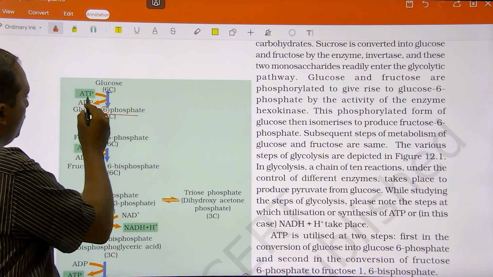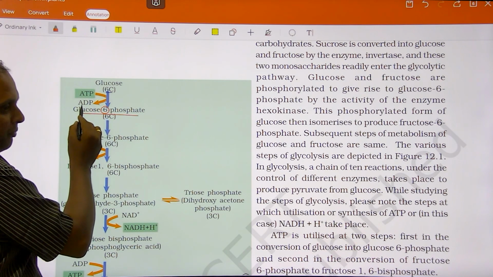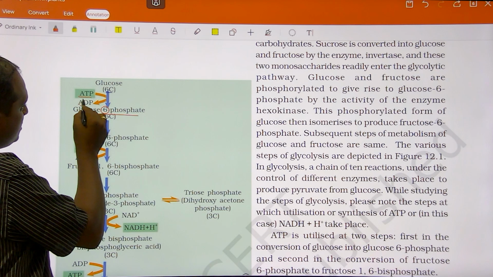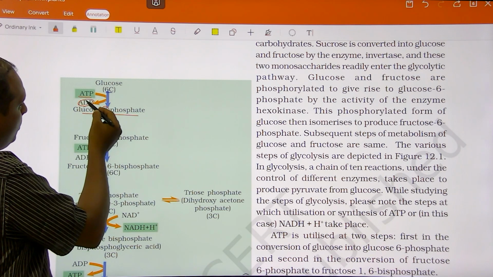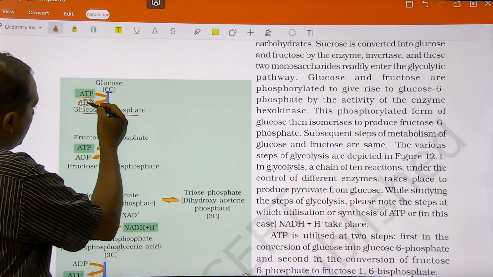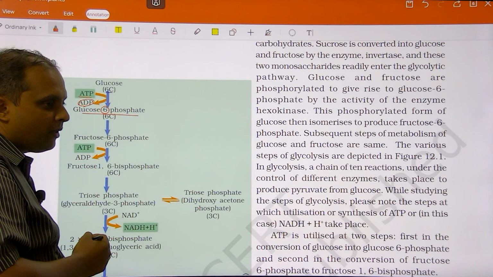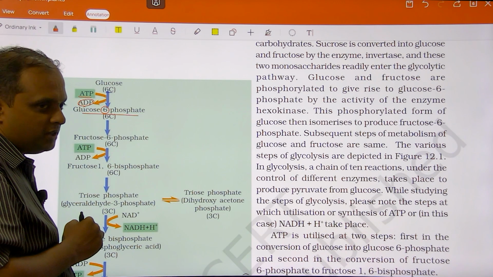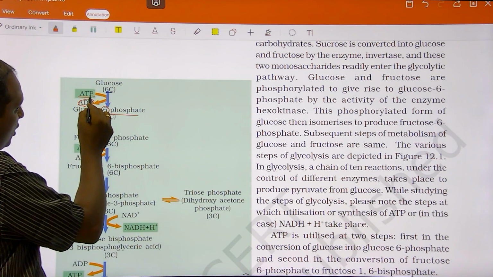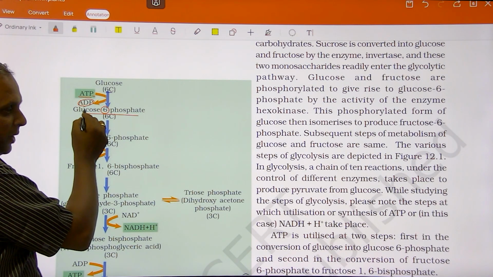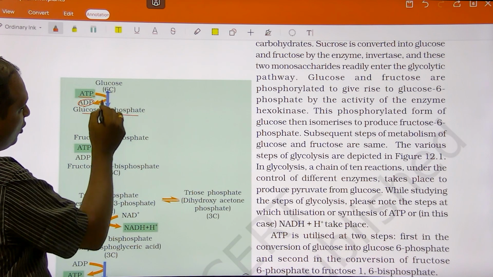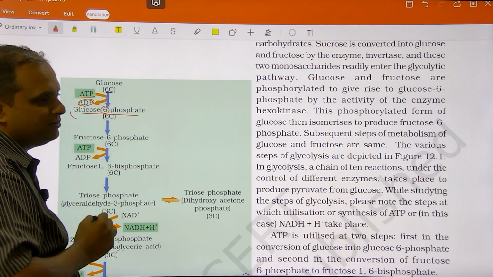So you have ATP here. What is ATP? Adenosine triphosphate. What is ADP? Adenosine diphosphate. So what is the difference between ATP and ADP? How many phosphate difference? 1. So you have to subtract 1 phosphate from ATP for you to get ADP, and that 1 phosphate will get added to the 6th carbon of glucose, getting glucose 6 phosphate.